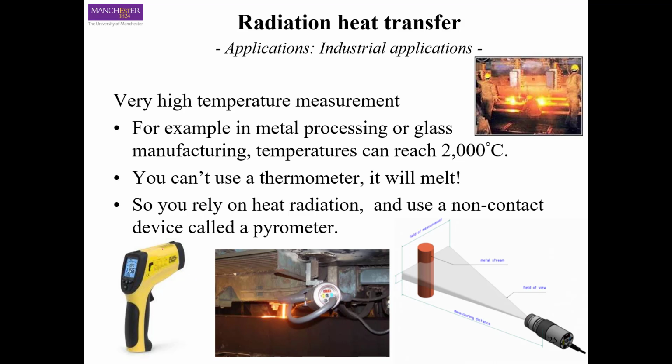Similarly, you might have seen these laser guns. You point a laser at an object, and it can tell you what the temperature of the object is. This is exactly the same concept: the laser is the light radiation going at a certain temperature and wavelength, and then depending on what object it hits, its properties change, and based on that change, you can tell what the temperature of that object is.